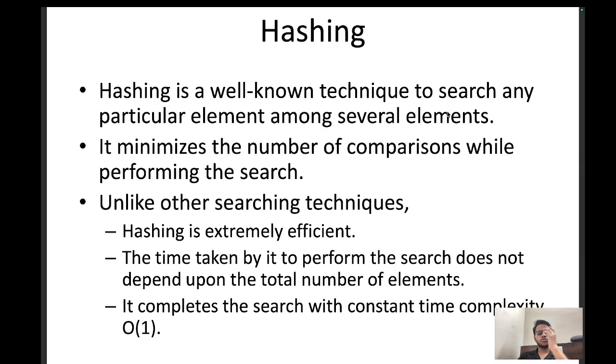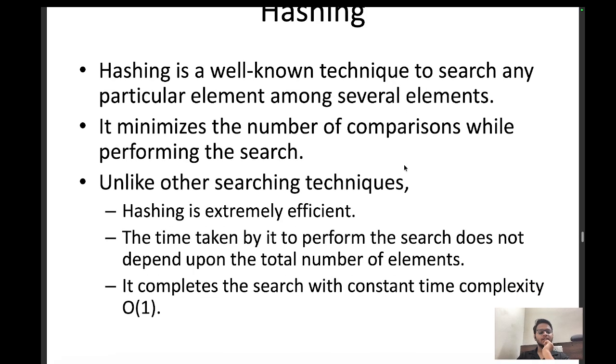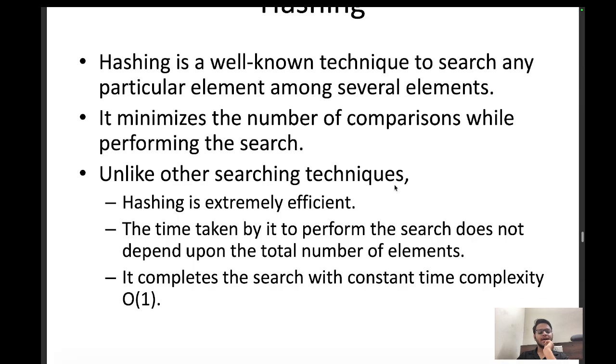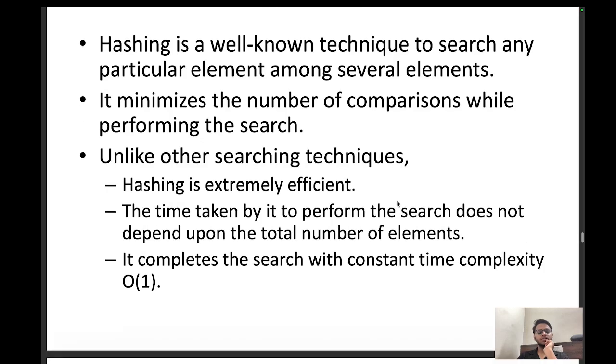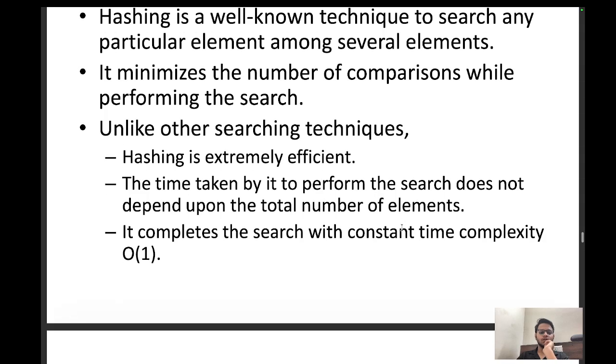So now let us first see what the definition of hashing says. Hashing is a well-known technique to search any particular element among several elements. It minimizes the number of comparisons while performing the task. Unlike other searching techniques, hashing is extremely efficient. The time taken to perform the search does not depend upon the total number of elements. It completes the search with constant time complexity, which is big O of 1.